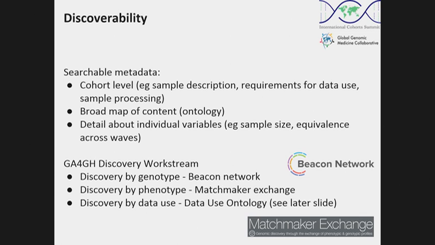We briefly mentioned some of the efforts that the GA4GH discovery workstream is taking to approach this problem. The obvious three axes here are discovery by genotype, where the Beacon network is one example; discovery by phenotype, where the Matchmaker Exchange network is an example of how this is working; and discovery by data use. We have this data use ontology, and this comes back to the standardization and harmonization of the consent agreements.